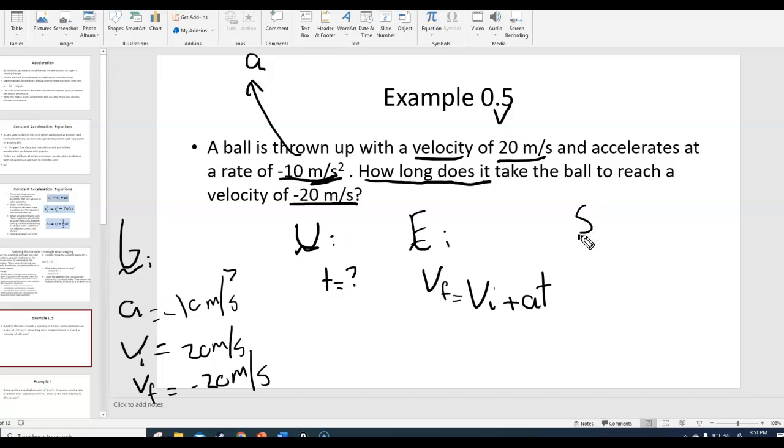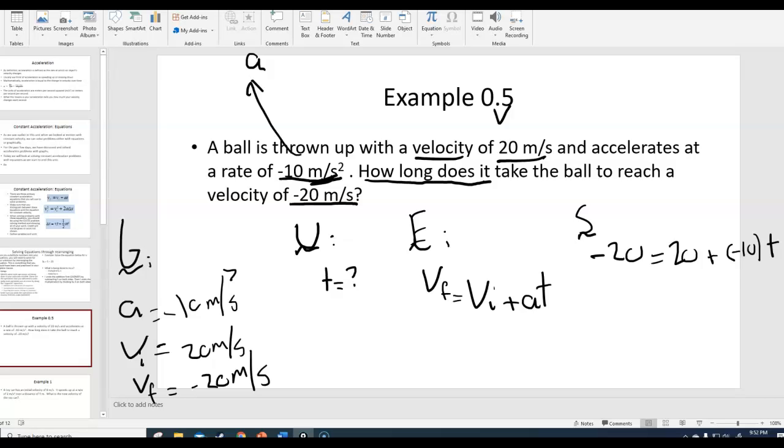Okay, then I go to substitute. That means plug in. V final is negative 20. So in place of V final, I write negative 20 equals V initial is 20 plus A. My A was negative 10, so I'm going to put plus negative 10. And then T is my unknown, and so I leave my T in there.